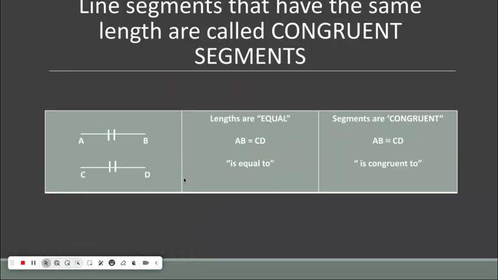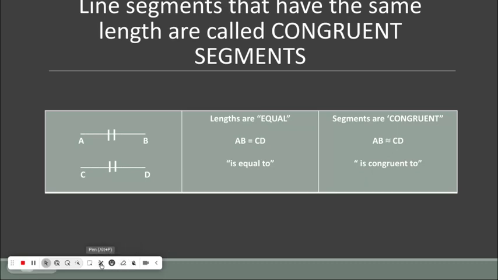All right, now I've been saying equal and congruent. What does that mean? In this slide we show that in order to show things equal, you need to show them congruent first. So in geometry, you say things are equal by saying they're congruent. The lengths are equal: AB is equal to CD. The segments are congruent, showing that AB is congruent to CD.